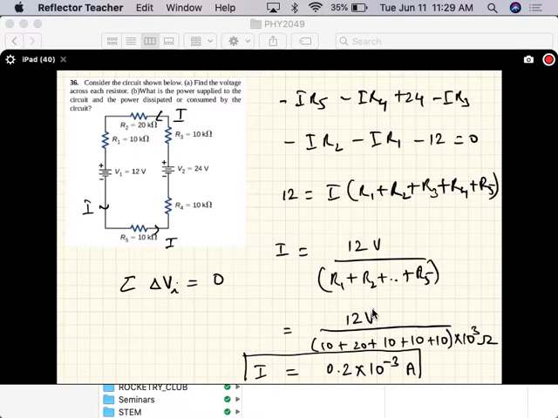So the voltage across V1 is 2 volts, and similarly you can find that the voltage across the others is 4 volts, 2 volts, 2 volts, 2 volts. 2 plus 4 is 6, 6 plus 2 is 8, 8 plus 2 is 10, 10 plus 2 is 12. That's the voltage in the circuit.